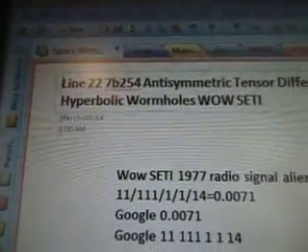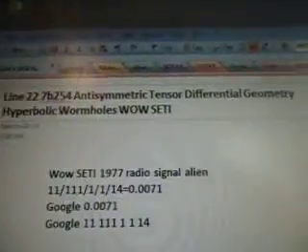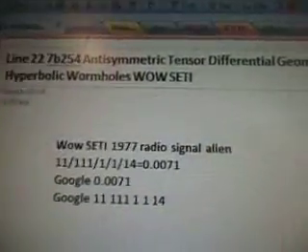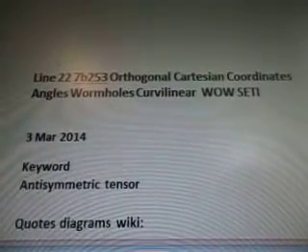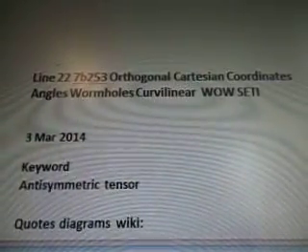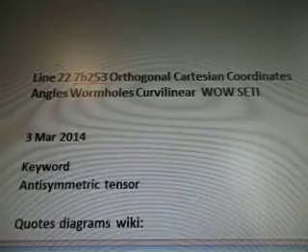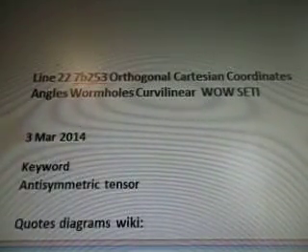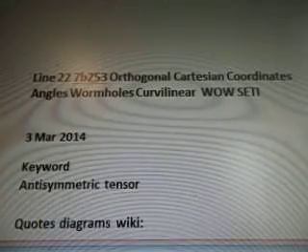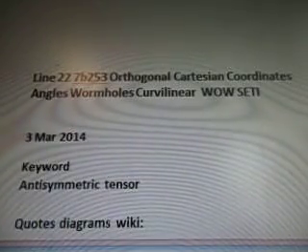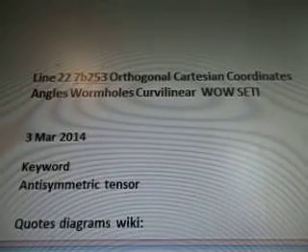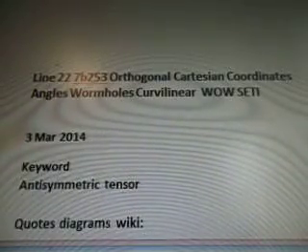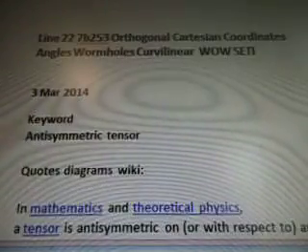Line 22, 7b, 254, antisymmetric tensor, differential geometry, hyperbolic wormholes, Wow Seti. There's the alien radio signal. Okay, so column vectors, linear subspace, domain, modules, algebra, functional analysis, wormholes, kernel, linear map, vector space, zero vector, hyperbolic paraboloid, ultraparallel lines, keyword research, line 22, Wow data. So the previous video was line 22, 7b, 253, orthogonal, Cartesian coordinates, angles, wormholes, curvilinear, Wow Seti.